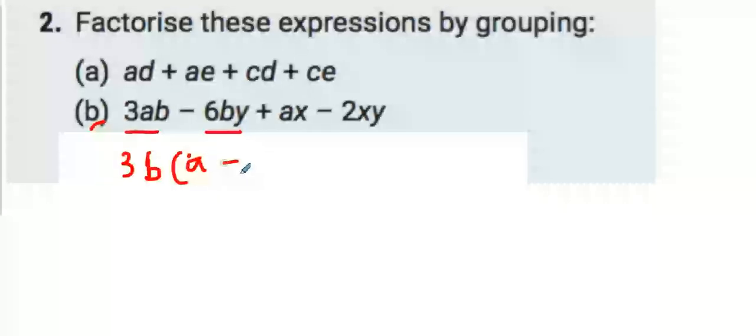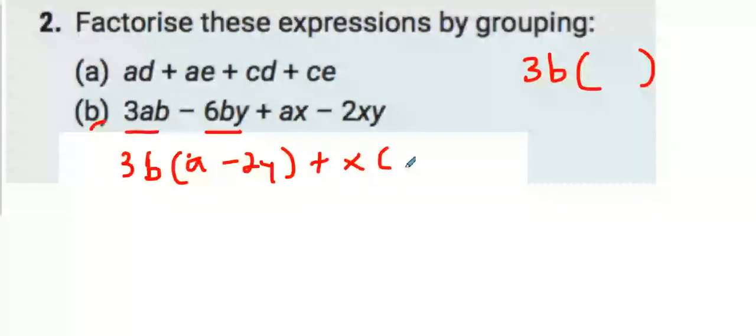Grant, what about here? Now, we want 6by. So 3b multiplied by what gives you minus 6by? Minus 2y. Are we cool with that? Okay, now what about the next one? What can I take out here? And what happens when I take out x? A minus 2y. Okay, I'll sort that out now.